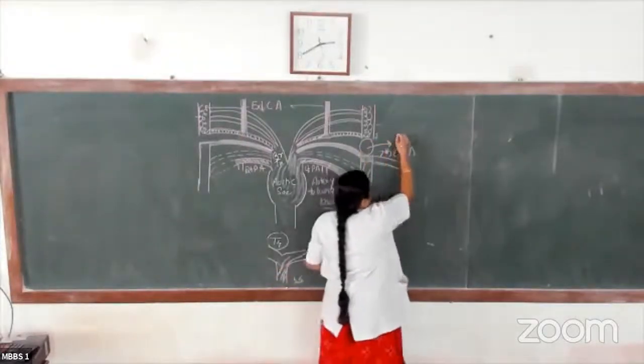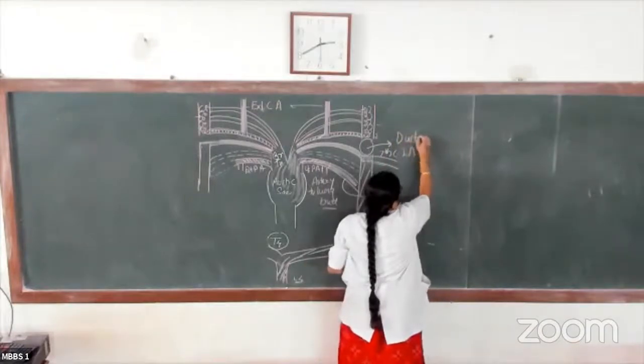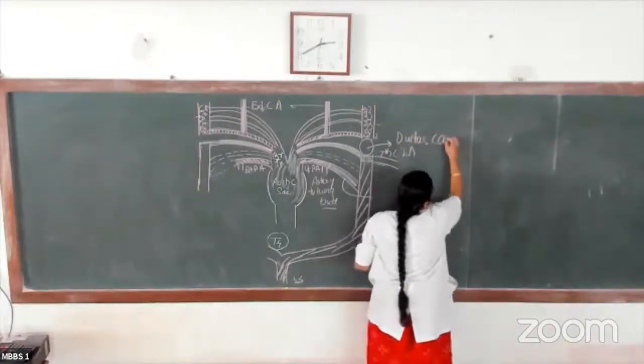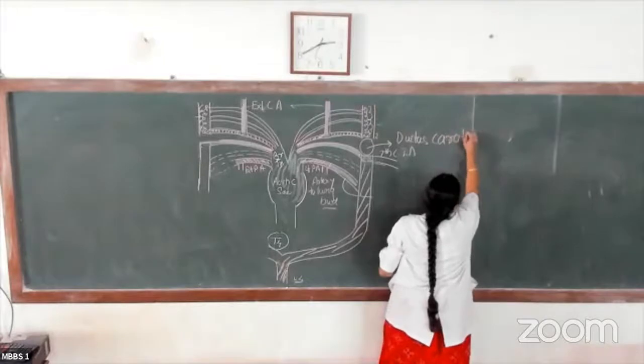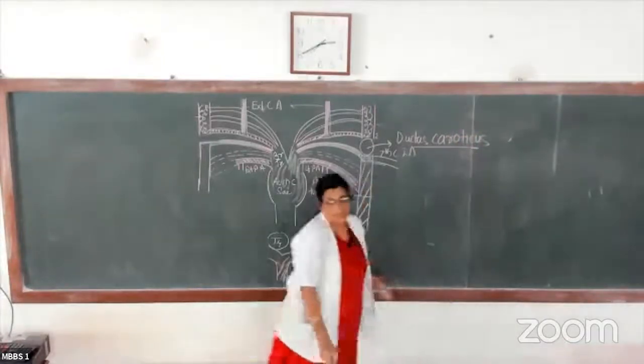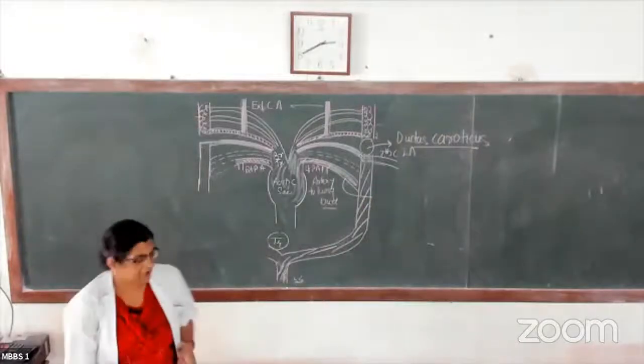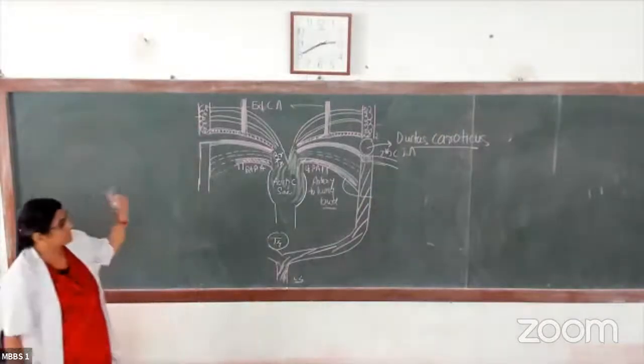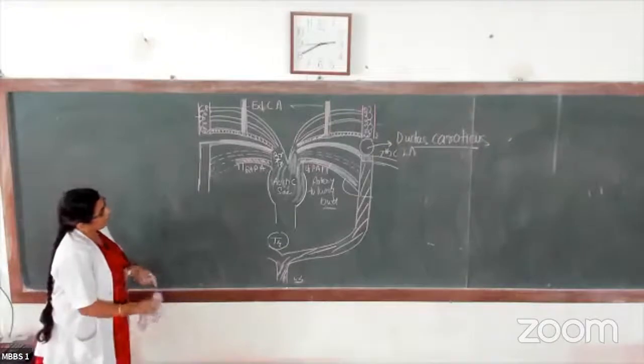This is called the ductus caroticus. Afterwards it forms the ligamentum caroticum. So a ligament is formed there. This part disappears.